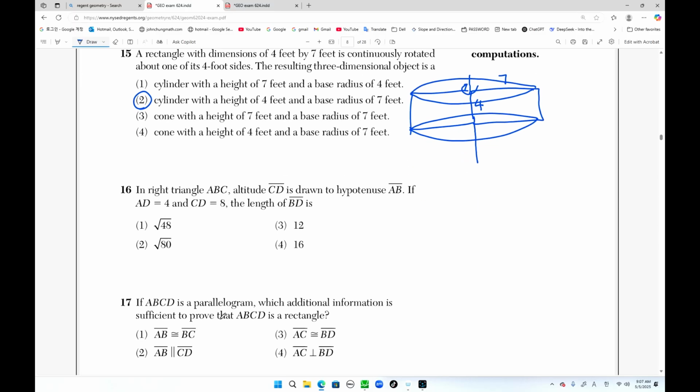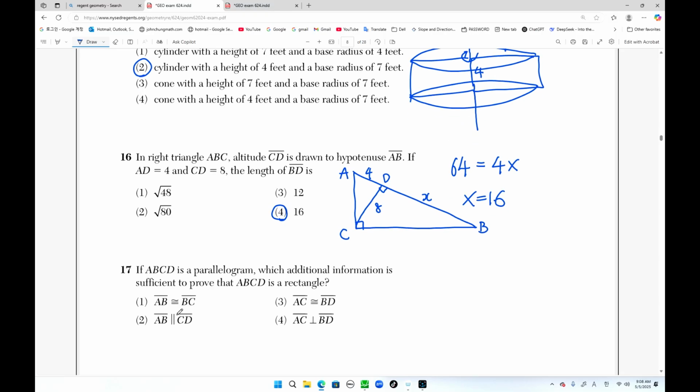In right triangle ABC, altitude CD. C is the right angle, so this is AB. AB is the hypotenuse. Make the line. This is D, right? AD is 4, CD is 8. What is the length of this one? Use the formula, right? CD squared is 8 squared, 64 equals 4 times x. Okay, so x equals 16 is the answer.